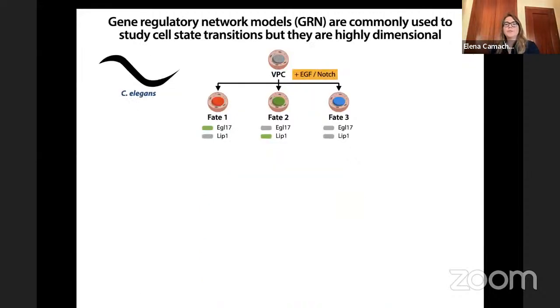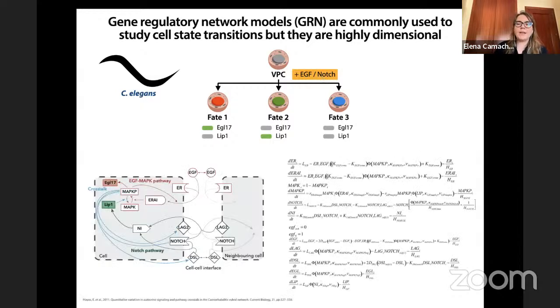The most common approach to try and understand how this happens in embryos, the most common mathematical approach, is to use gene regulatory network models, which model sets of genes or molecules that interact among themselves and control the expression and therefore the differentiation of a cell. An example of a very well-studied system in biology for modeling cell state transitions is the differentiation of the vulva in the C. elegans worm, where partially differentiated cells called vulval precursor cells, the gray cell here, differentiate into one of these three cell types, which are recognized by the expression of different genes. These transitions are controlled by two signals, EGF or Notch.